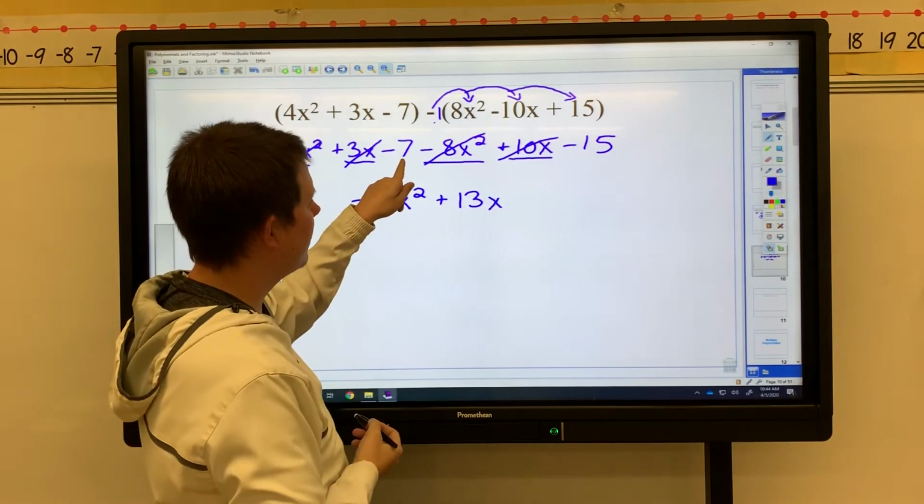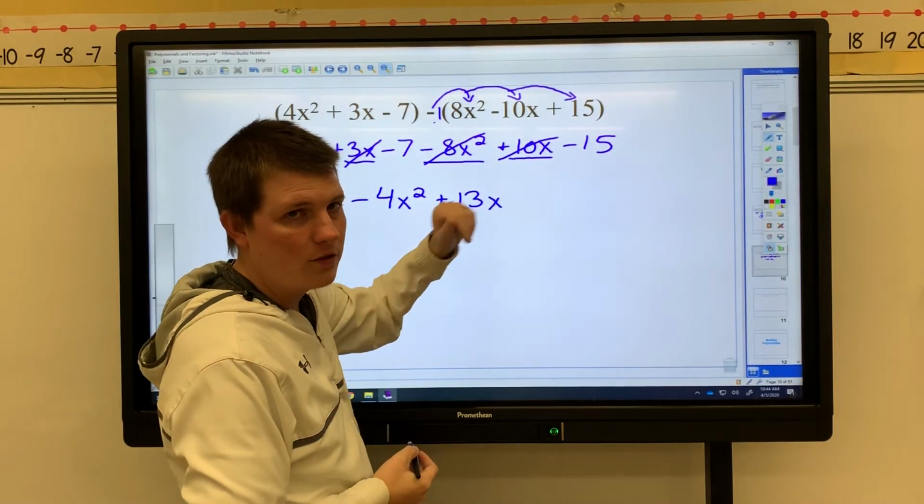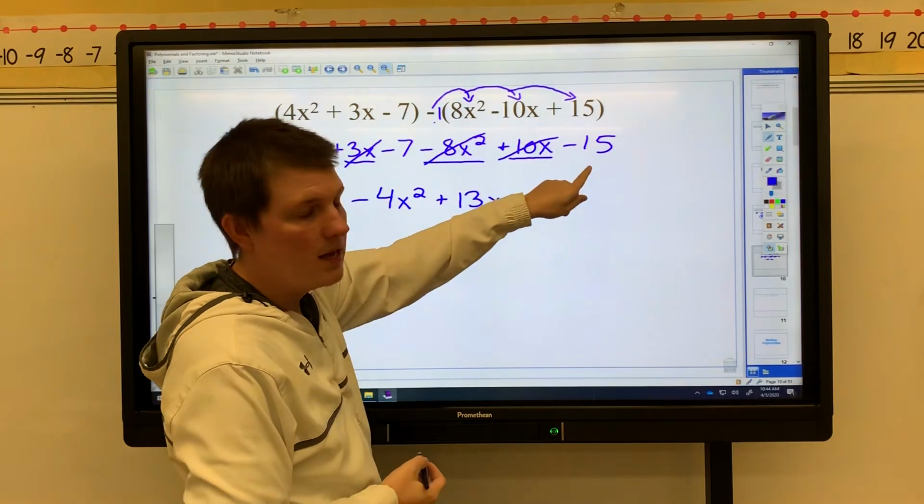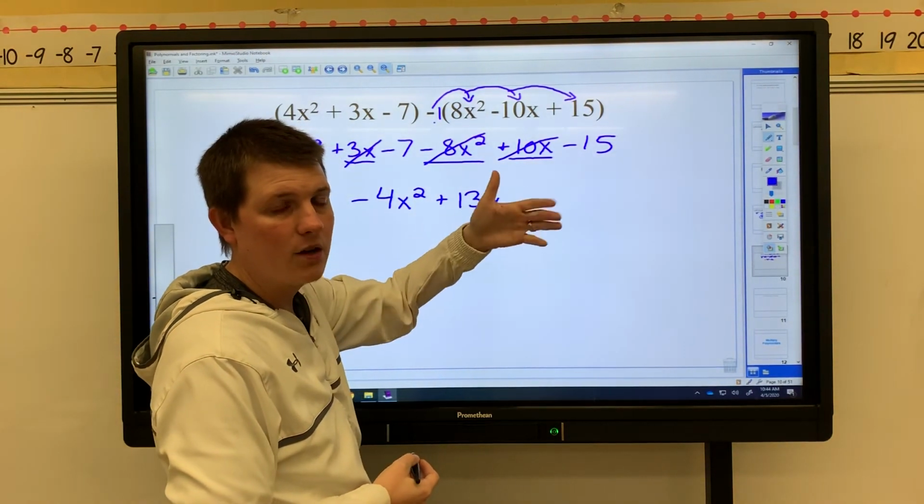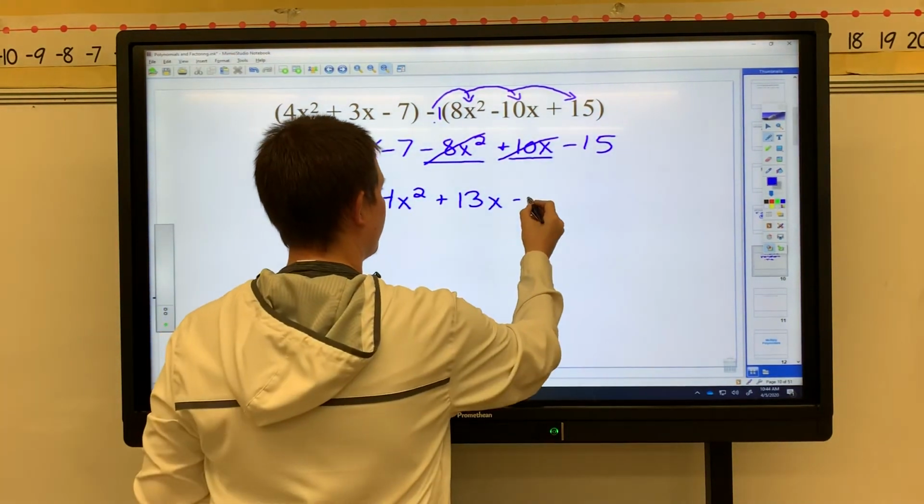And I have negative 7 minus 15. I can add those together as well. Negative 7 and negative 15 added together make negative 22.